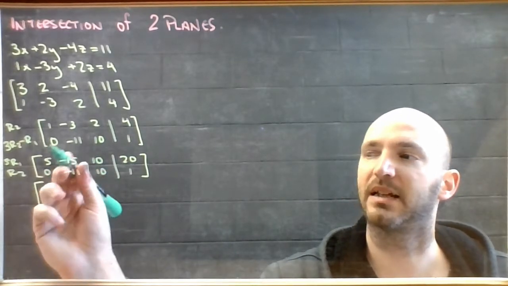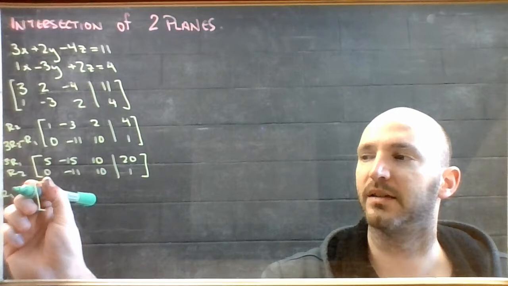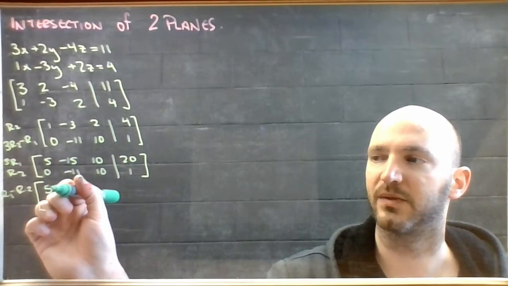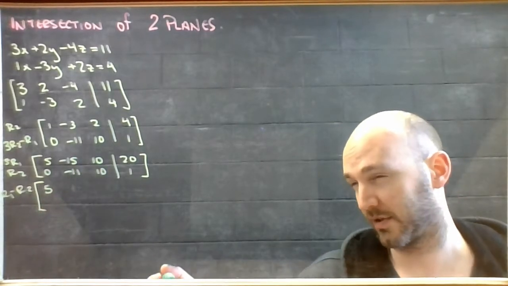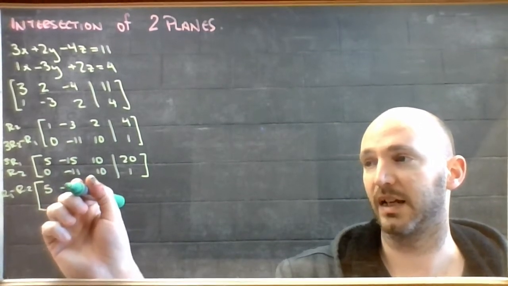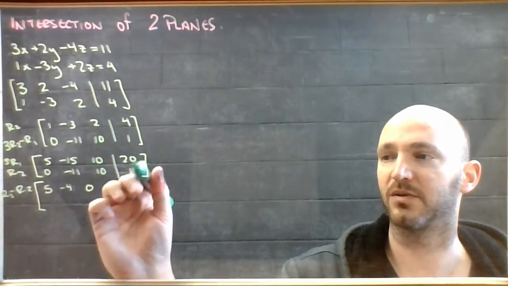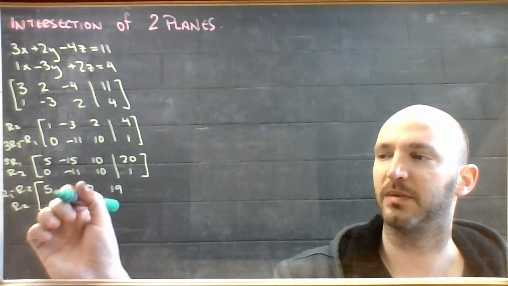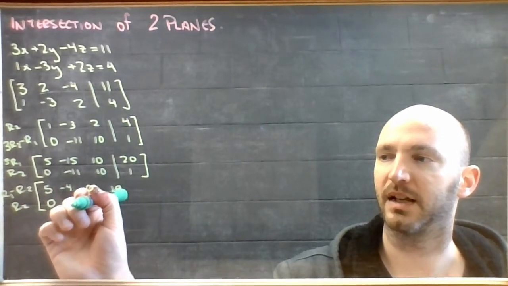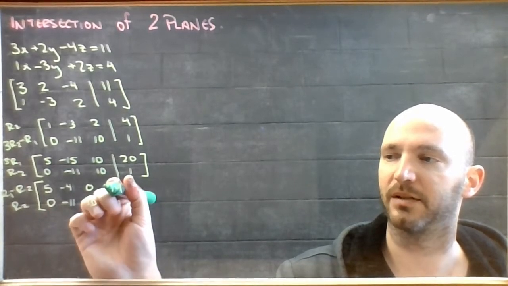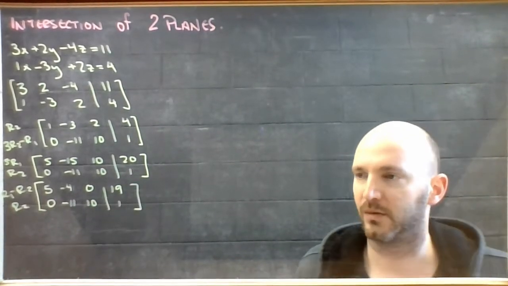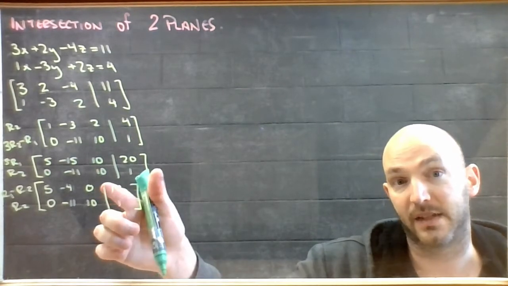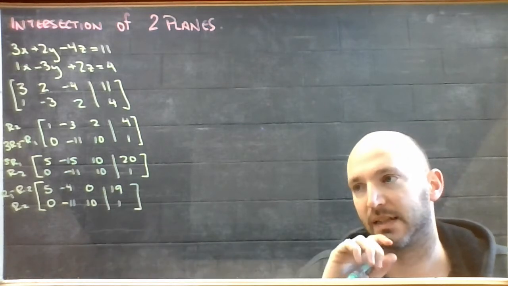So I'm going to take R1 subtract R2 in this row. 5 minus nothing is 5. -15 subtract -11 would be -4. 10 minus 10 is gone. 20 minus 1 is 19. And R2 would be 0, -11, 10, and 1. Okay. So I've eliminated the z's in this first row, and I've eliminated the x's in the second row.